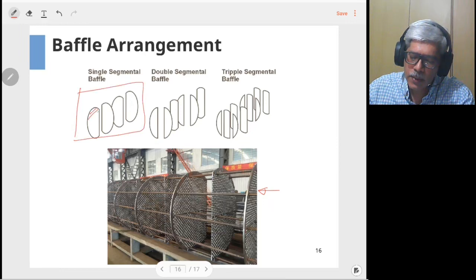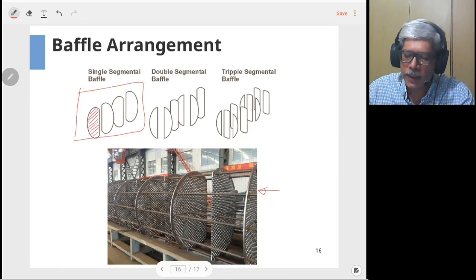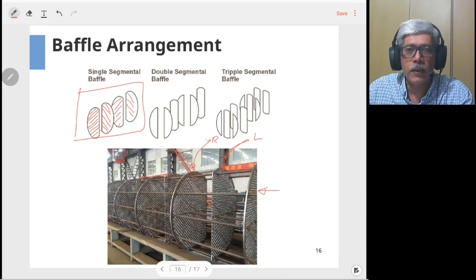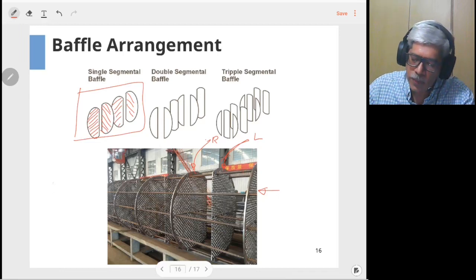The first baffle has got a cut on the right hand side. The subsequent one has the baffle cut on the left hand side. Then again right hand side, and then again left hand side. So you can see the same sequence in the figure. This is left hand side and this is right hand side. That way you get the alternate baffle arrangements.